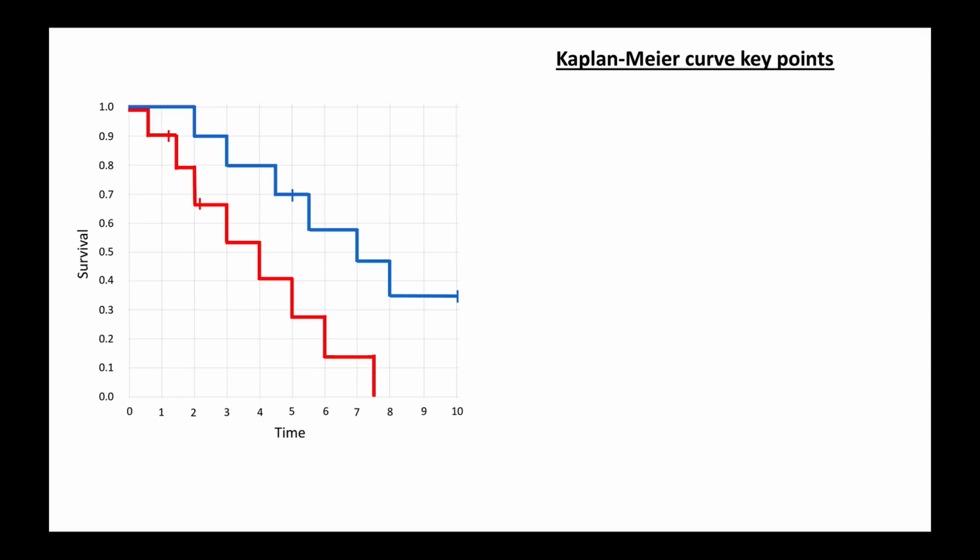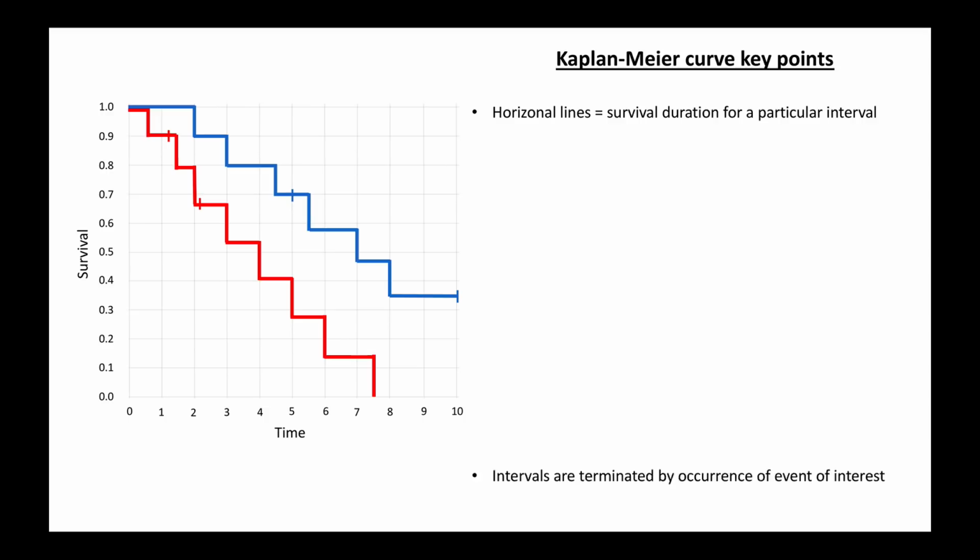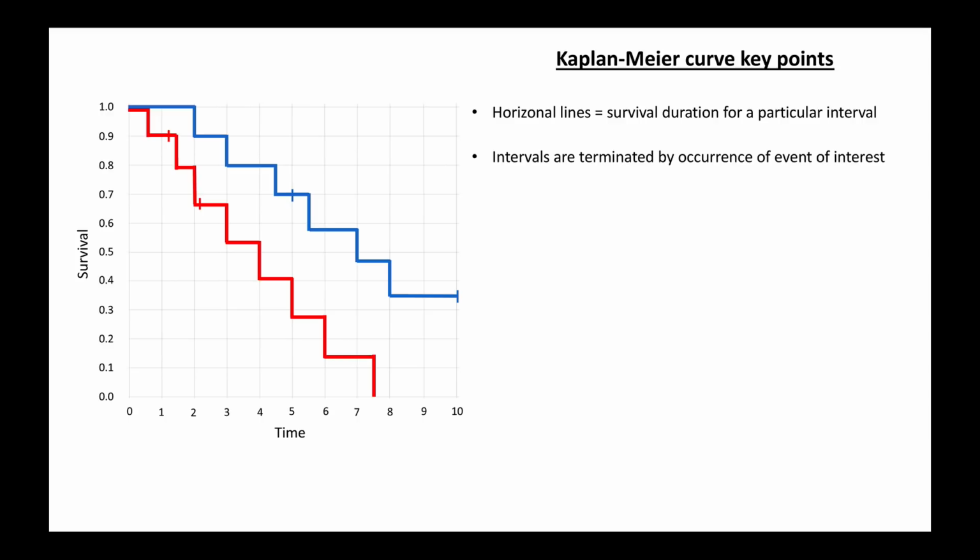Kaplan Meier curve, key points. The horizontal lines are the survival duration for a particular interval. Intervals are terminated by the occurrence of an event of interest. Remember that censored patients don't end the interval. The vertical distance between lines illustrates the change in cumulative probability as a curve advances. And remember, this vertical distance, how far this cumulative probability is from this one, lets you know the overall magnitude of change in cumulative probability over a period in time.